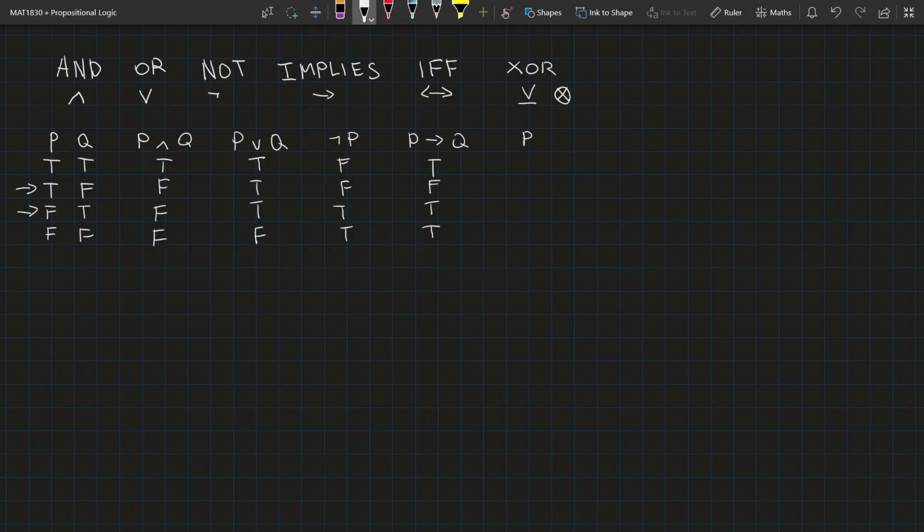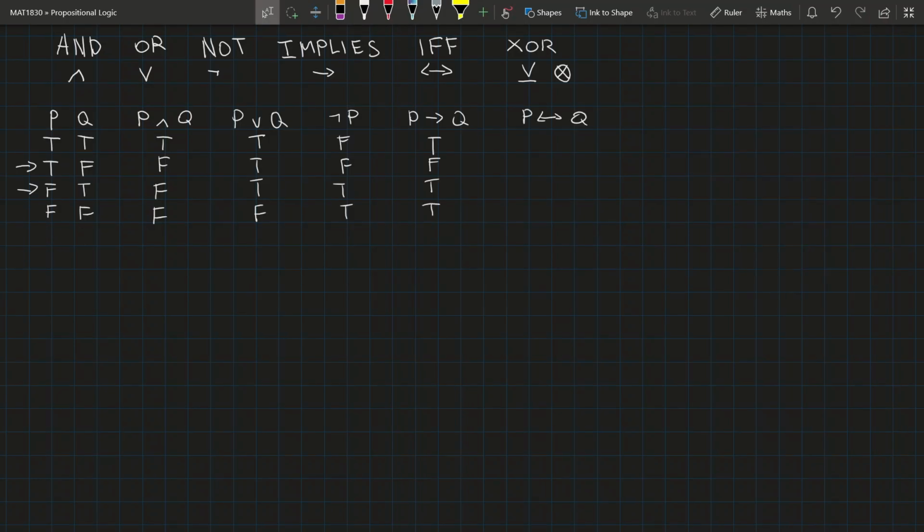And the biconditional statement, if and only if, this is true if P and Q have the same truth value. So true and true, that's true. True and false, that's false. False and true, that's false. False and false, that's true.